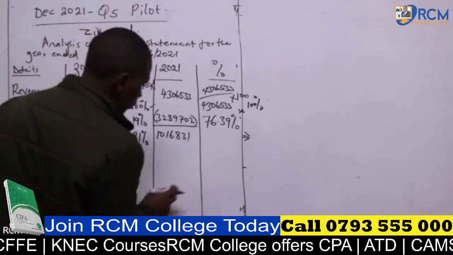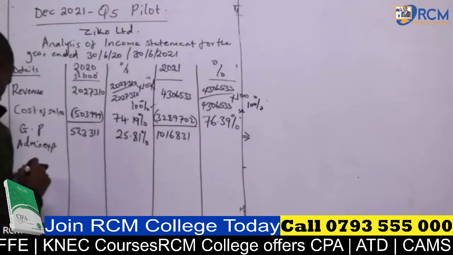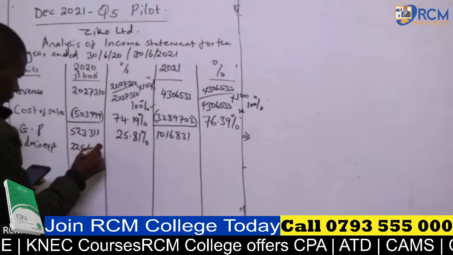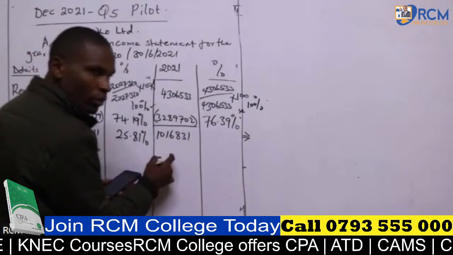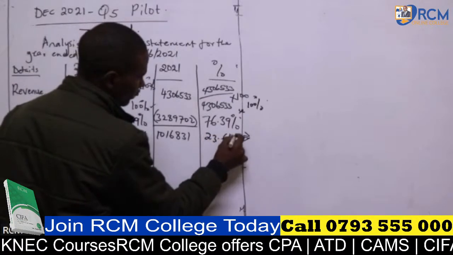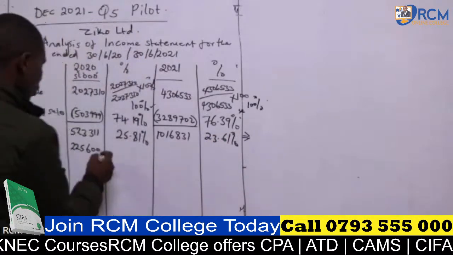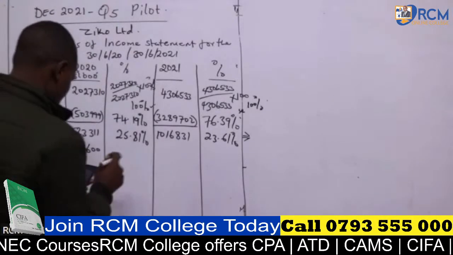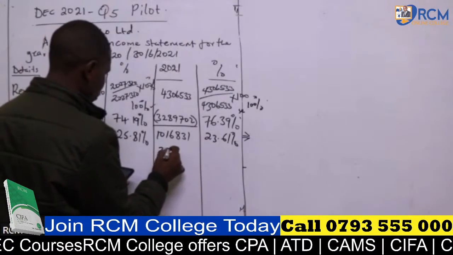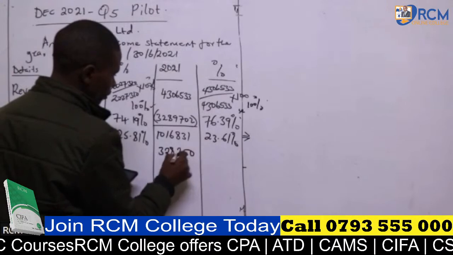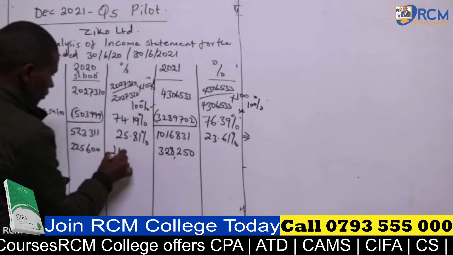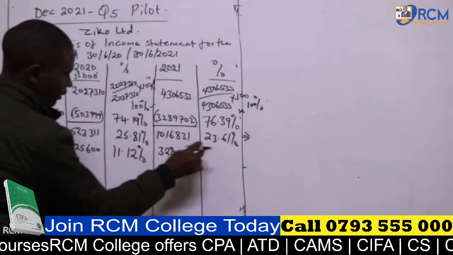What about this one? $25,600. About this one? 23.61%. We move to the admin expenses. Admin expenses, I have that 328,250. Give me the percentage. 11.12. Thank you. 11.12. What about this one?